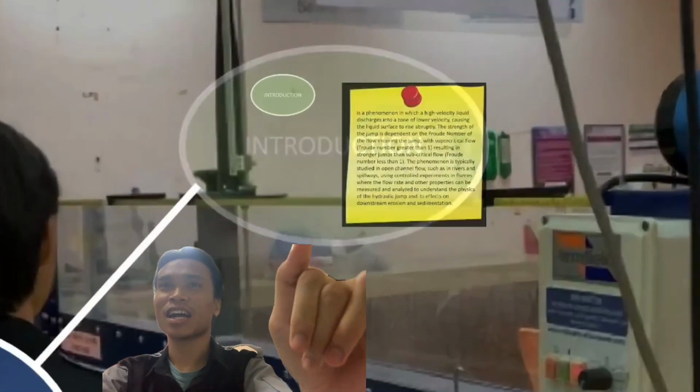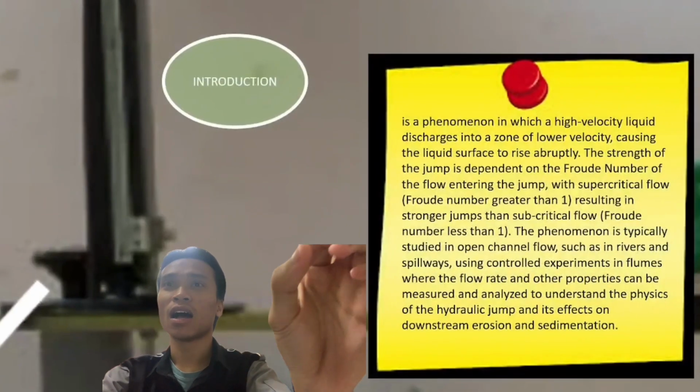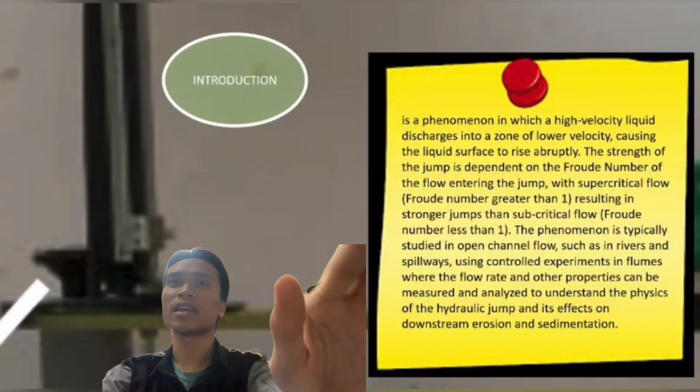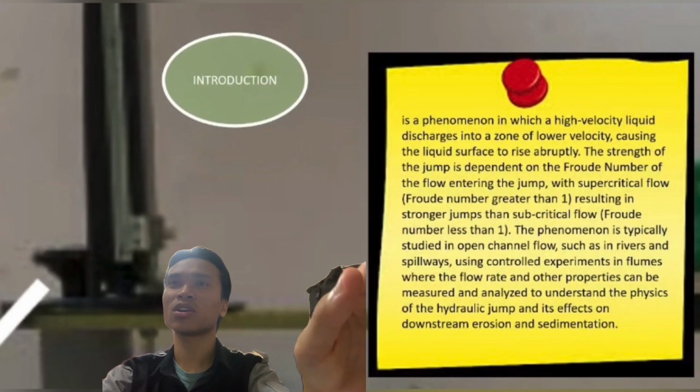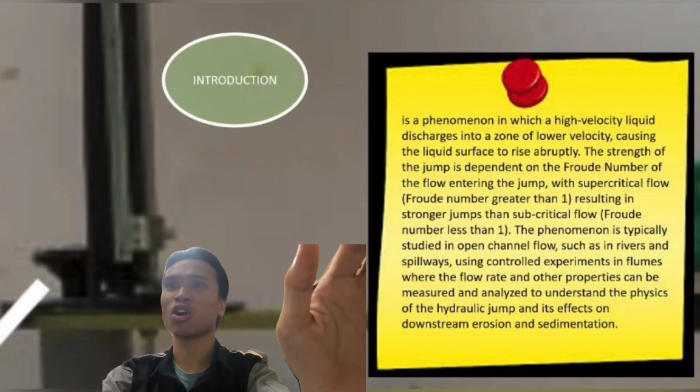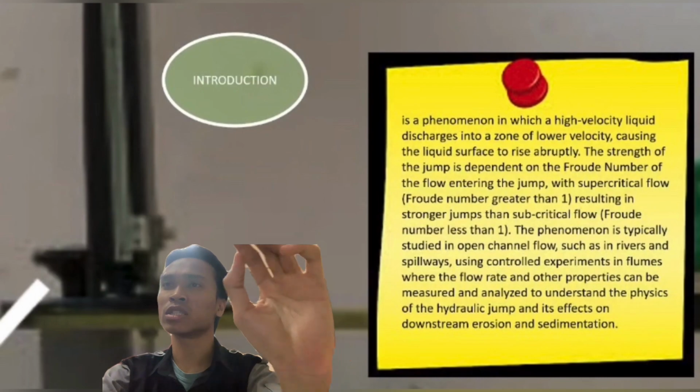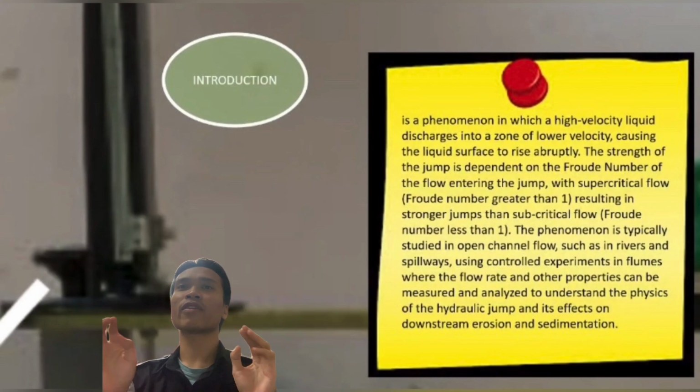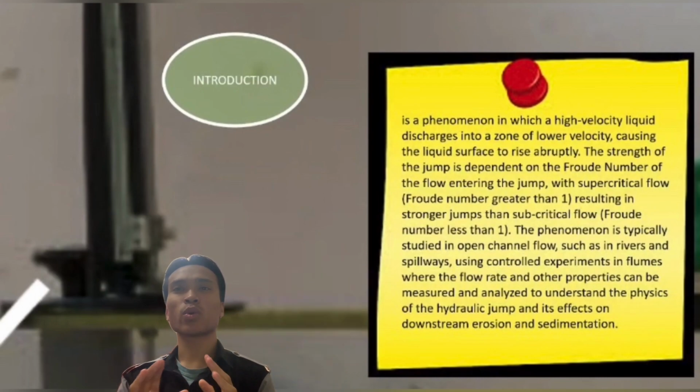So, what is a hydraulic jump? Hydraulic jump is a phenomenon in hydraulics that is generally reported in open channel flow such as a river and spillways. When a high velocity liquid discharges into a zone of lower velocity, the liquid surface rises abruptly. The strength of the jump depends on the Froude number of the flow entering the jump.